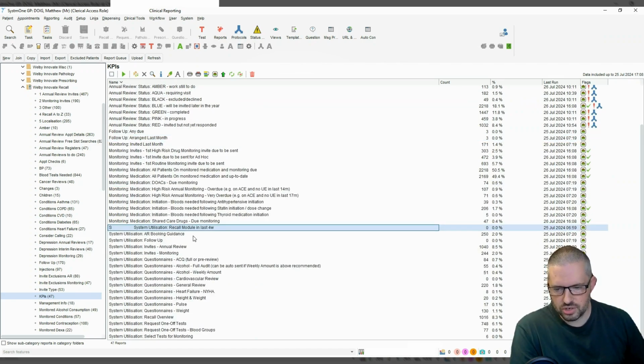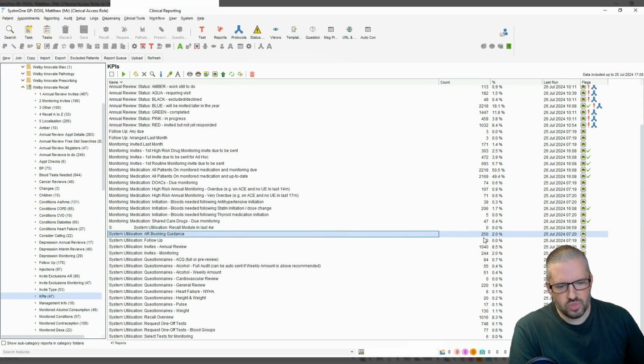System utilization is looking at the last 4 weeks. And so again, this gives you an indication of how well you are using the system. Some bits you may be very deliberately not using. Some bits you might expect to see in there, but you don't.